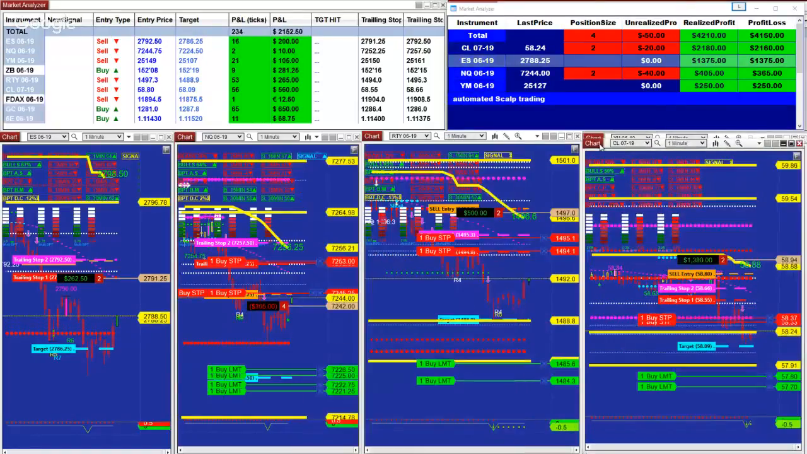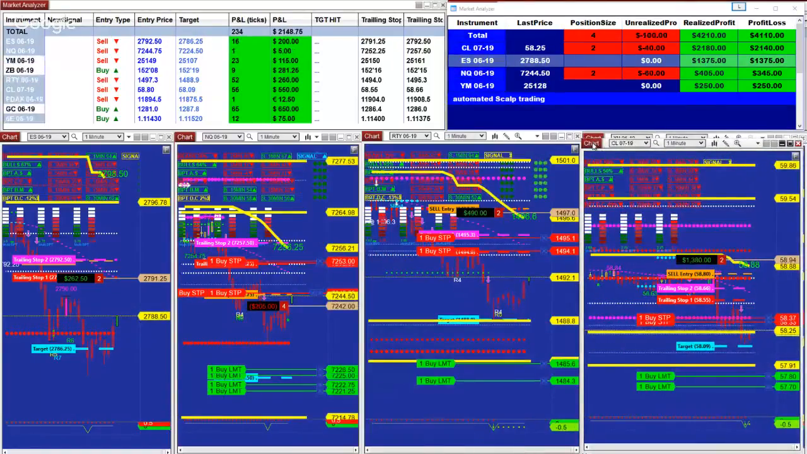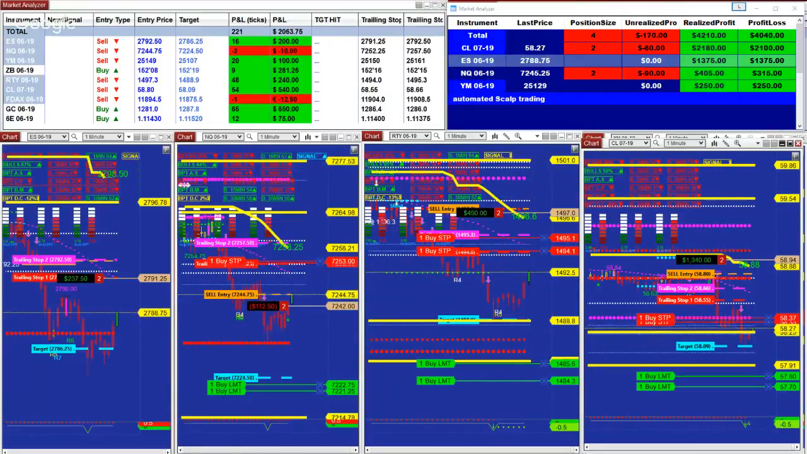Okay, guys, the party is over on the Nasdaq. It's refusing to die, and the party is over on the ES. The party is over on all of them. Now, we are experiencing a pullback. I want to show you this trick, guys.